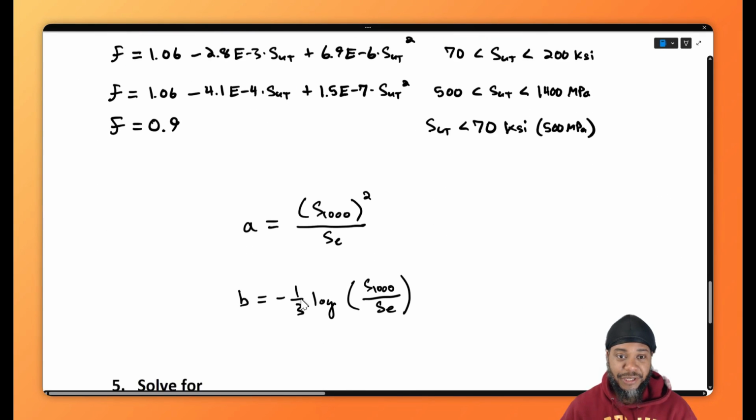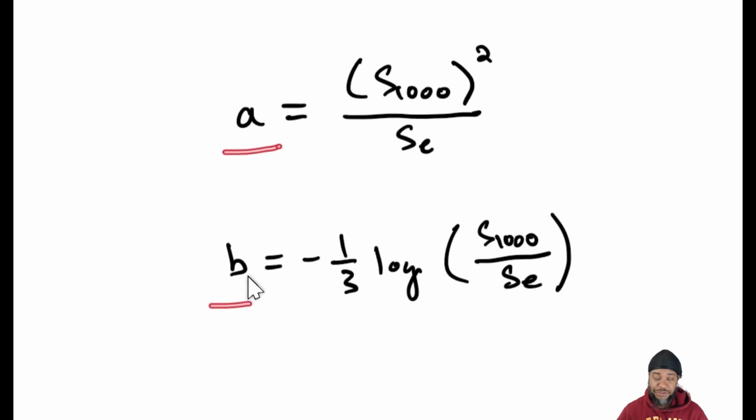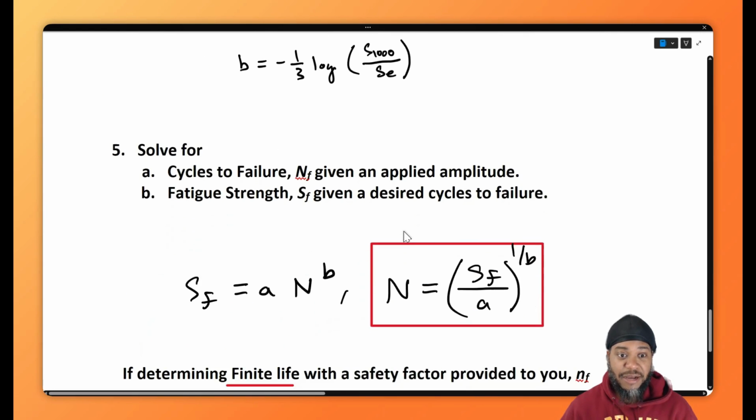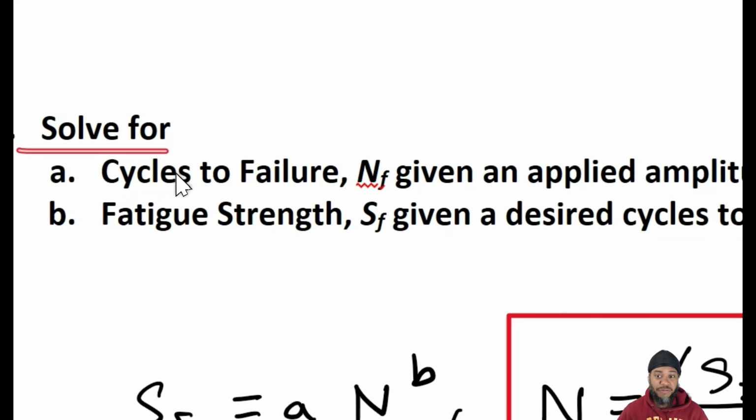With that in hand, the solution to the A and B constants is in our textbook, where A is S1000 squared over the endurance limit, and B is negative 1/3 the log of S1000 over the endurance limit. So now it seems like we got almost all the things that we need. We've figured out our actual endurance limit. We've figured out how stress may be increased by the presence of a notch, right? A stress concentrator. And we found the material properties for Basquin's equations.